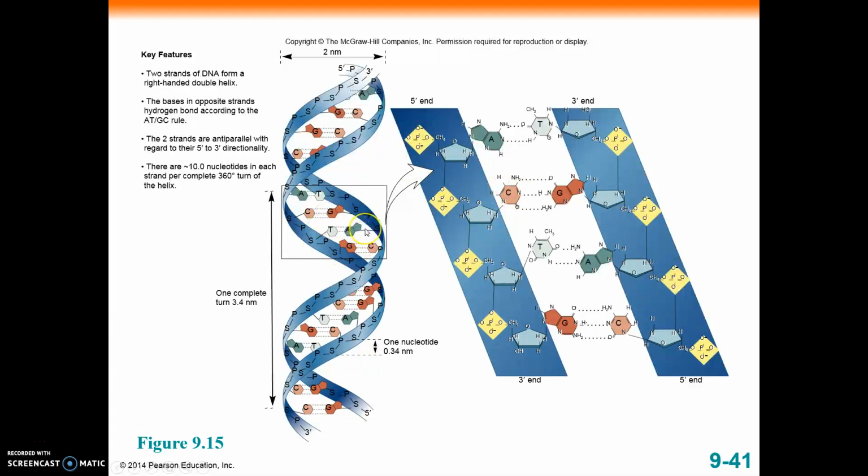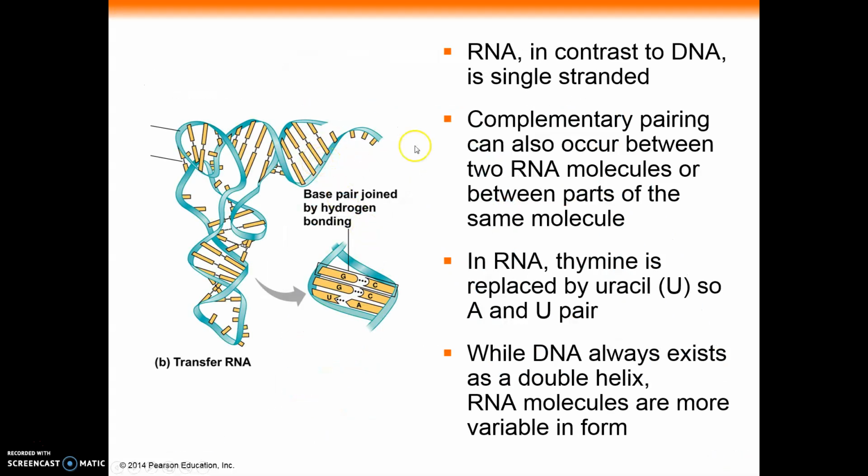But let's move on and talk briefly about RNA. RNA, in contrast to DNA, is single-stranded. This doesn't mean that you don't have base pairing. You can essentially have one long strand that curves back on itself and has base pairing involved. In RNA, the thymine is replaced by uracil, and so we have AU pairs instead of AT pairs.